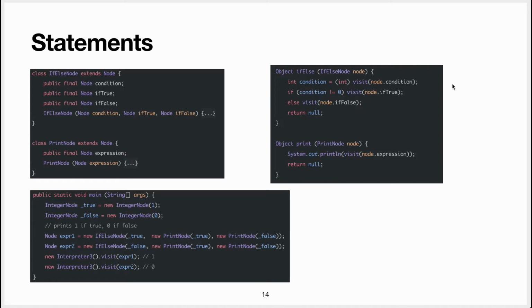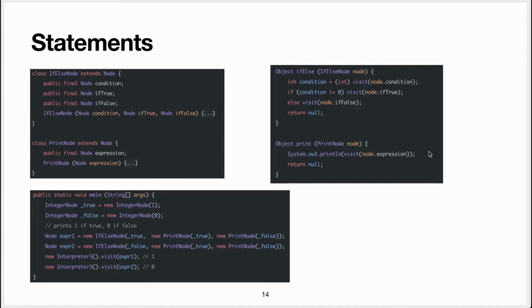So the implementation is as follows. For the if-else, we interpret the condition, so we visit it. Our language only has integers so far, so we're going to say if the integer is 0, that's false, and otherwise it's true. So we actually do that. If the condition is not 0, we visit the true part, otherwise we visit the false part. Like we said before, we only visit one of those two at each point, depending on the condition. For the print statement, we just use System.out.println, and we evaluate the expression and print that.